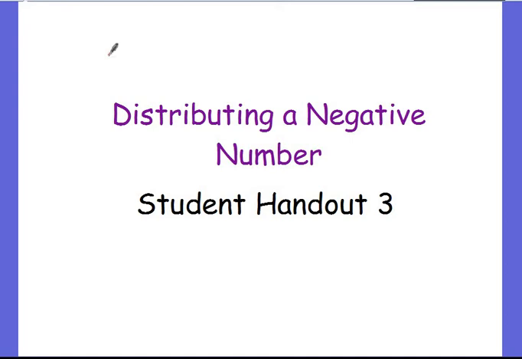Okay, this is student handout 3, distributing a negative number. We've already talked last section about the distributive property. So now we're going to be distributing a negative number. We dealt with positive numbers the last lesson. So you should all be on student handout 3 in your binder. If you haven't gotten there, turn there now.